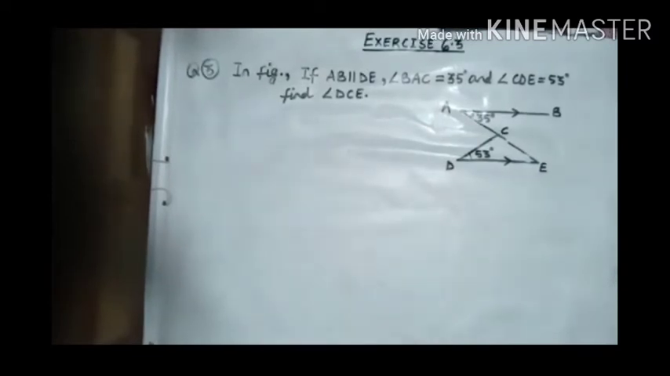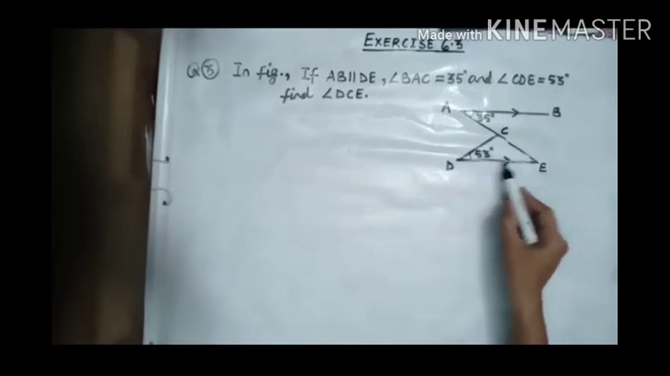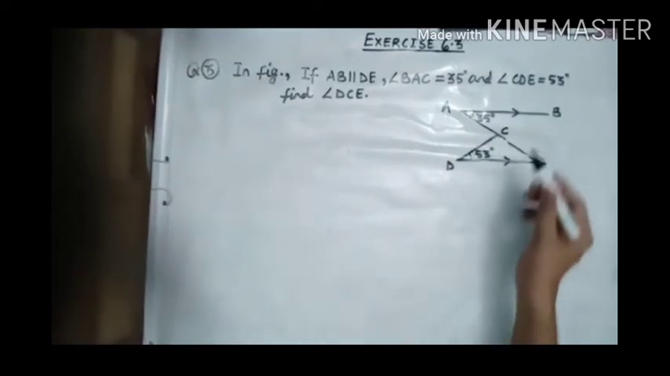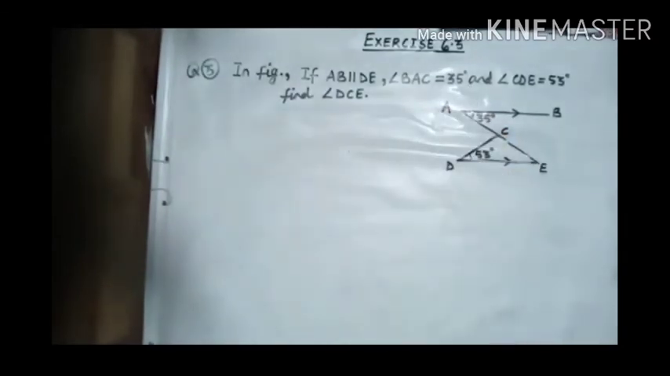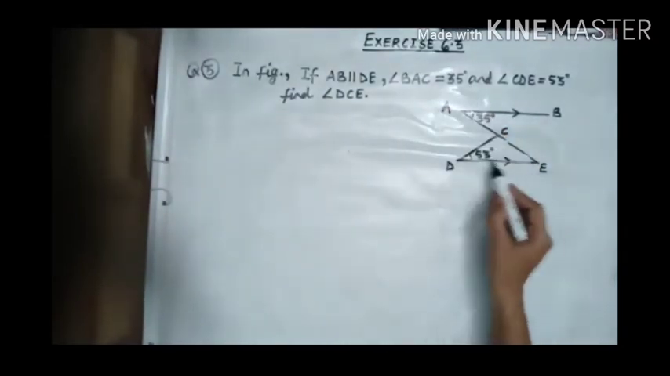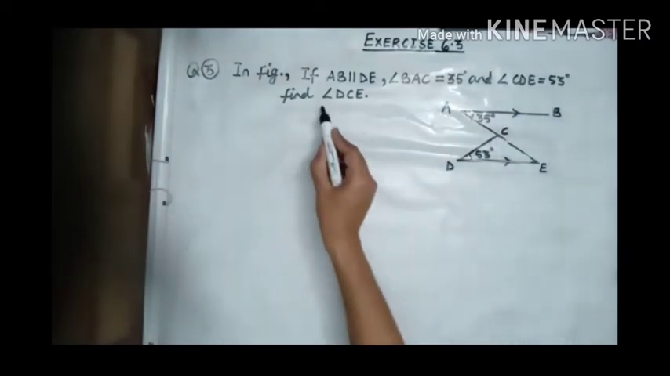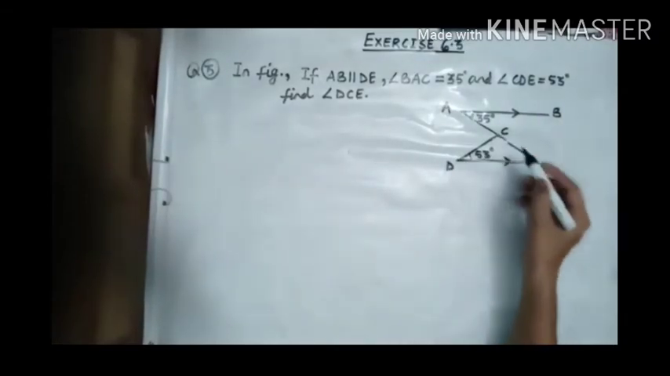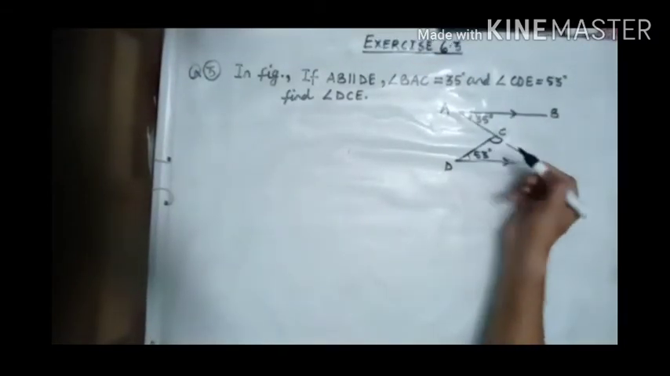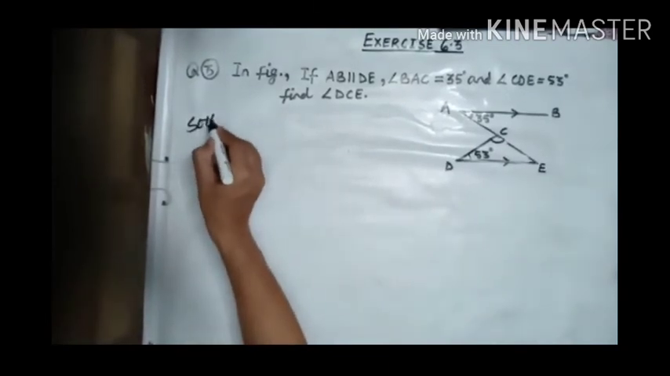In question number 3, we are given a figure in which AB is parallel to DE, and the value of angle BAC is 35 degrees and that of angle CDE is 53 degrees. For such a case, we have to find the value of angle DCE. So this angle DCE we have to calculate here. So let's check the solution.